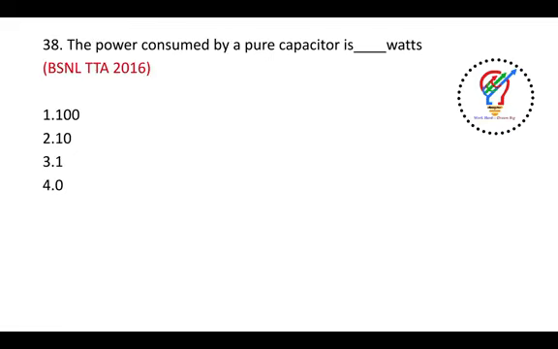Next one. The power consumed by a pure capacitor is 0 watts. Whenever you say pure capacitor or pure inductor, it always consumes 0 watts. So the answer will be 4. It was asked in the PSNL TTA 2016 paper. Similarly, the power consumed by a pure inductor is also the same, so a pure inductor also consumes 0 watts.